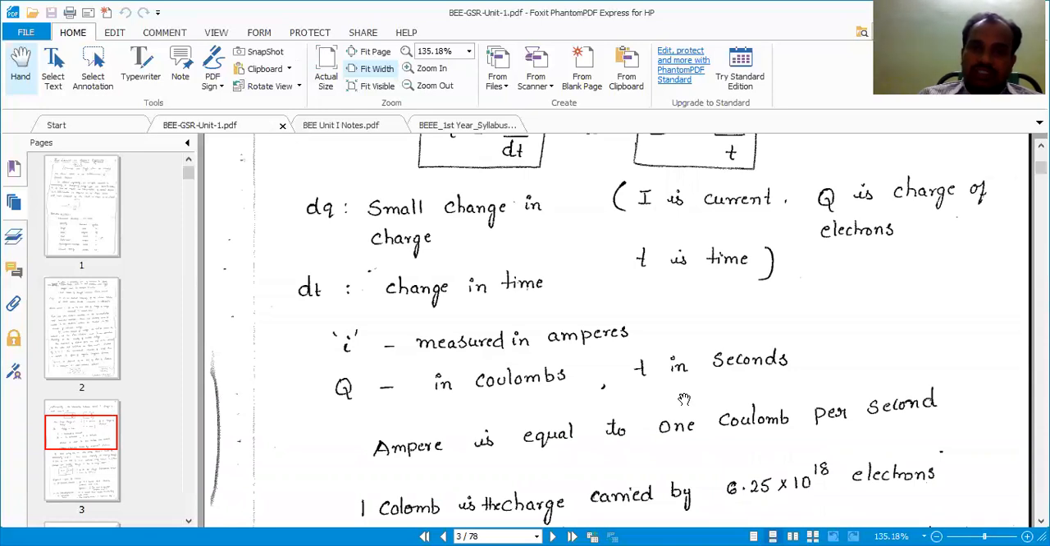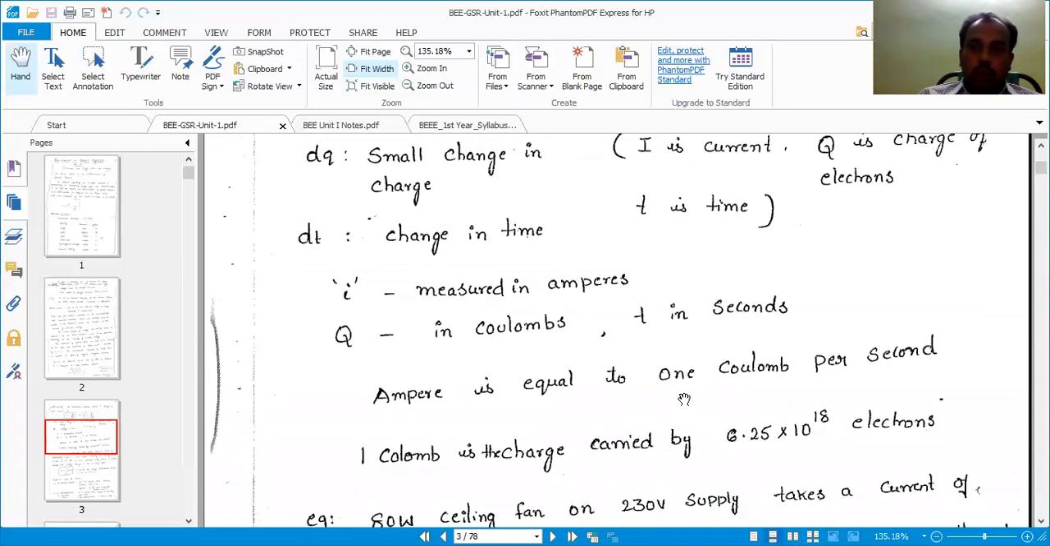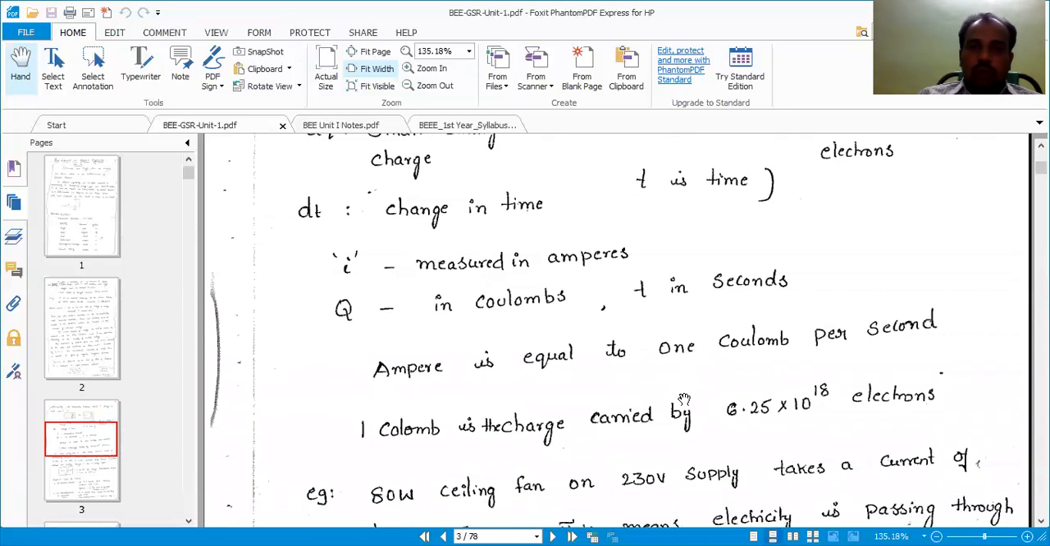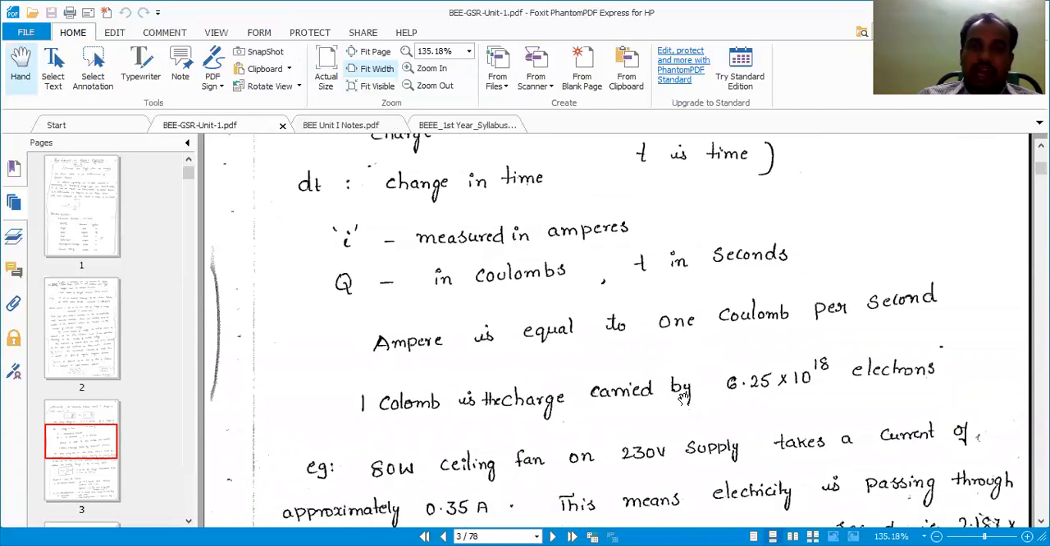The unit of charge is the coulomb. The unit of time is the second. So one ampere is equal to one coulomb per one second. One coulomb is the charge carried by 6.25 times 10 to the power of 18 electrons.